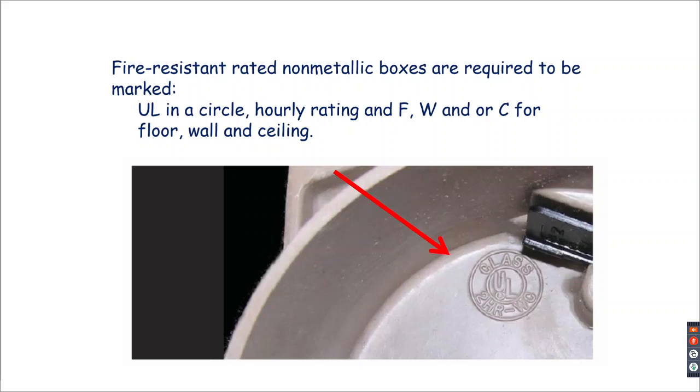And then you'll have that UL in the circle, and then the hourly rating. You can see that here too. We have the hourly rating, and then an FW or C for the floor, wall, or ceiling. So when you're looking at those, seeing if they're listed, obviously you're going to have the product data, and you're going to have the listing, but here's obviously another way where you verify that.